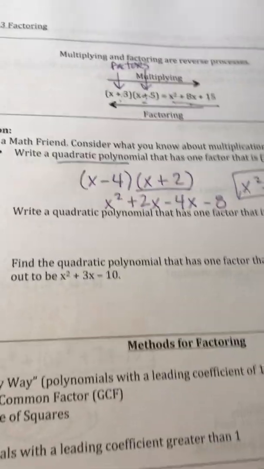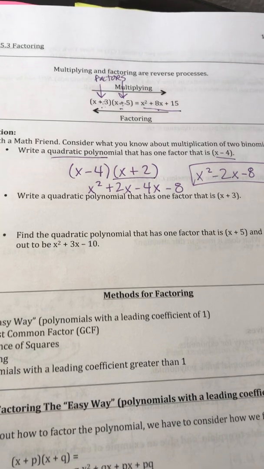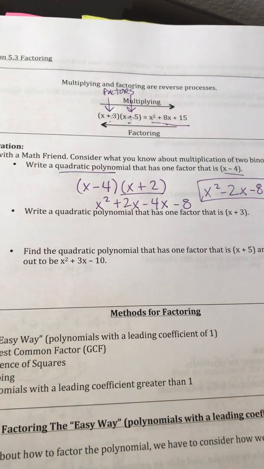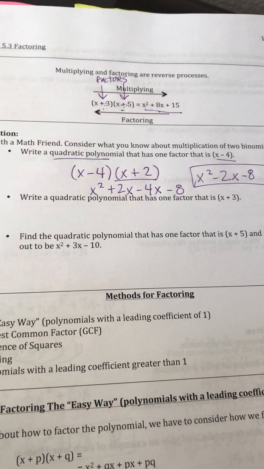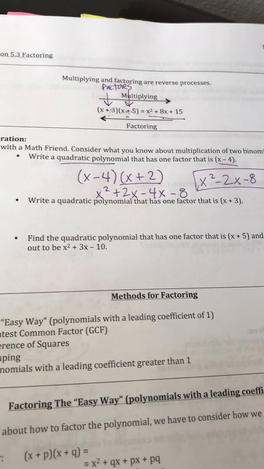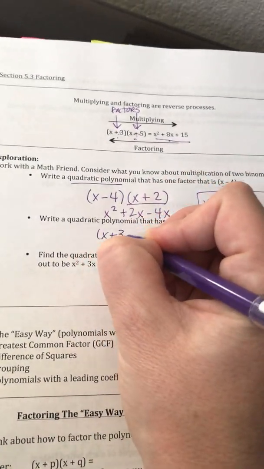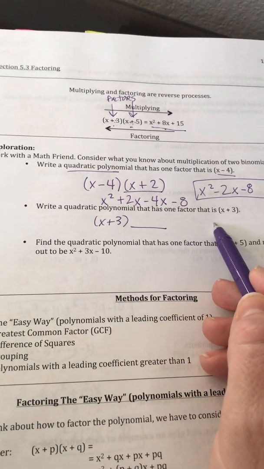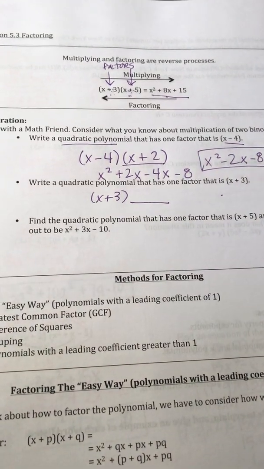Now go ahead and try the next one. I'll give you a second. You can pause the video and write a quadratic polynomial that has one factor that is x plus 3. You will have done this the same way. You started off with x plus 3 as one of your factors, selected another factor, and then multiplied to get your quadratic polynomial, okay?